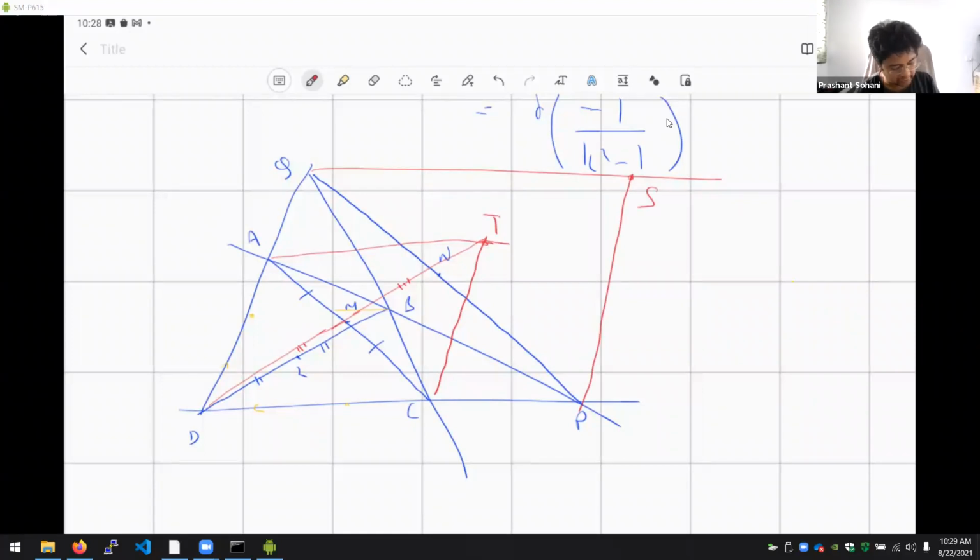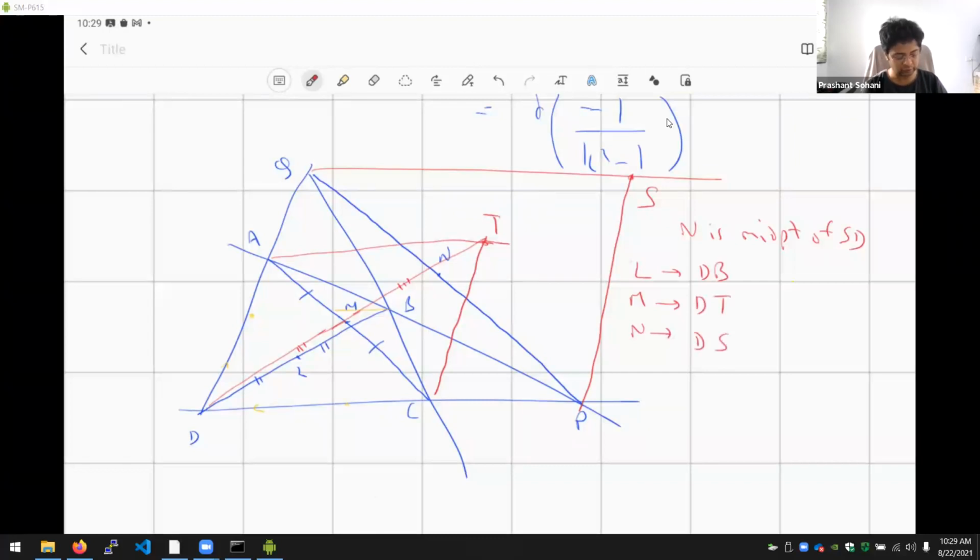This is a nightmare to draw. I'll just write it. N is the midpoint of SD. So the points L, M, and N, what are the midpoints of? L is the midpoint of DB. M is the midpoint of DT, and N is the midpoint of DS.